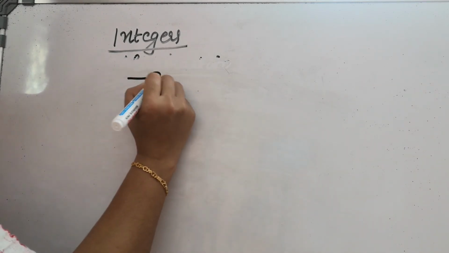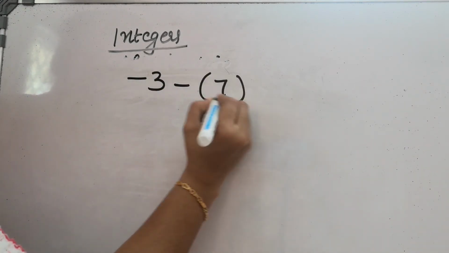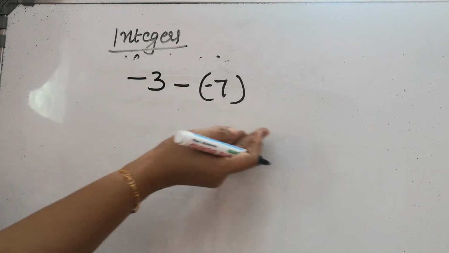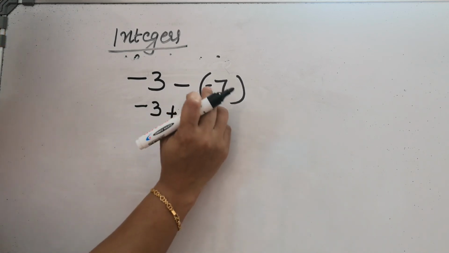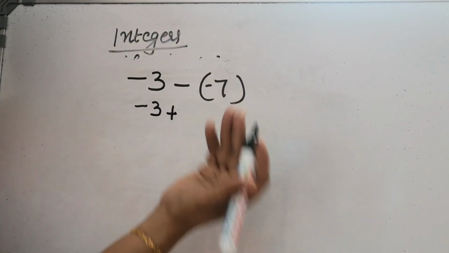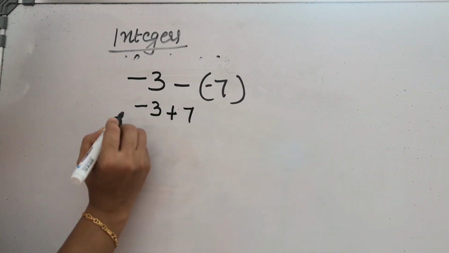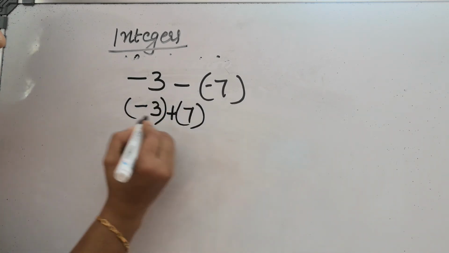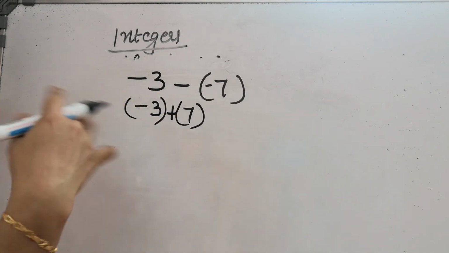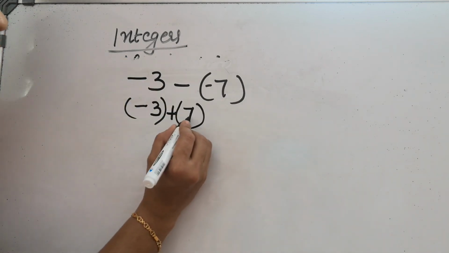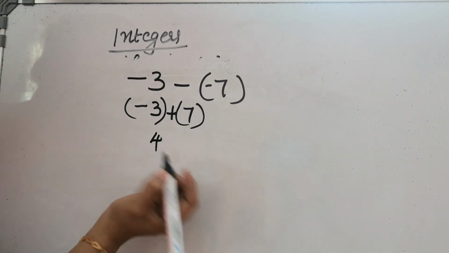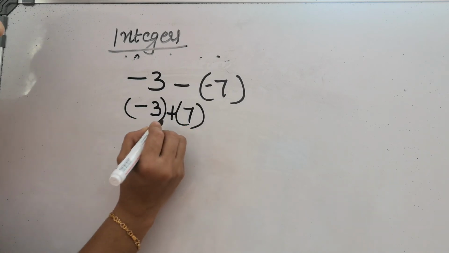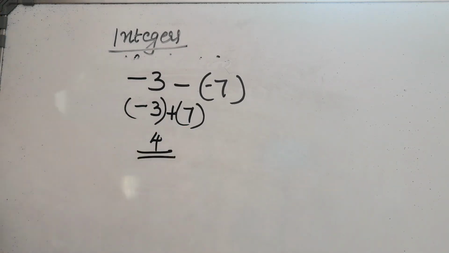Okay, so the next one is negative 3 subtract with negative 7. So we have to write negative 3 here, put the addition sign here, then find the additive inverse of negative 7, that is equal to 7. Then here we can see 7 is a positive and 3 is a negative. These two are different signs. So you have to subtract the 3 from 7, that is equal to 4, and here 7 is a positive number, so our answer becomes a positive number.